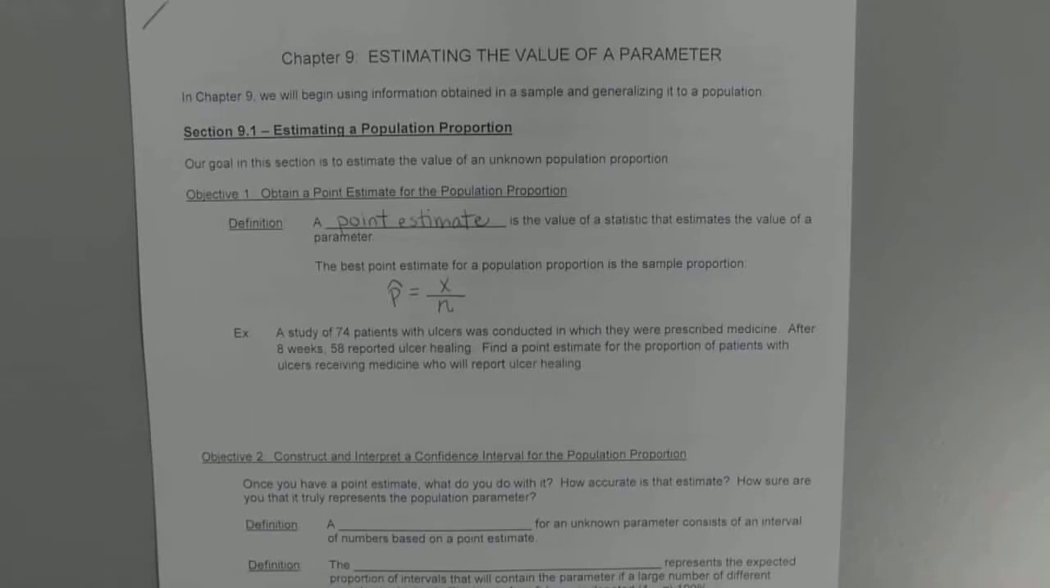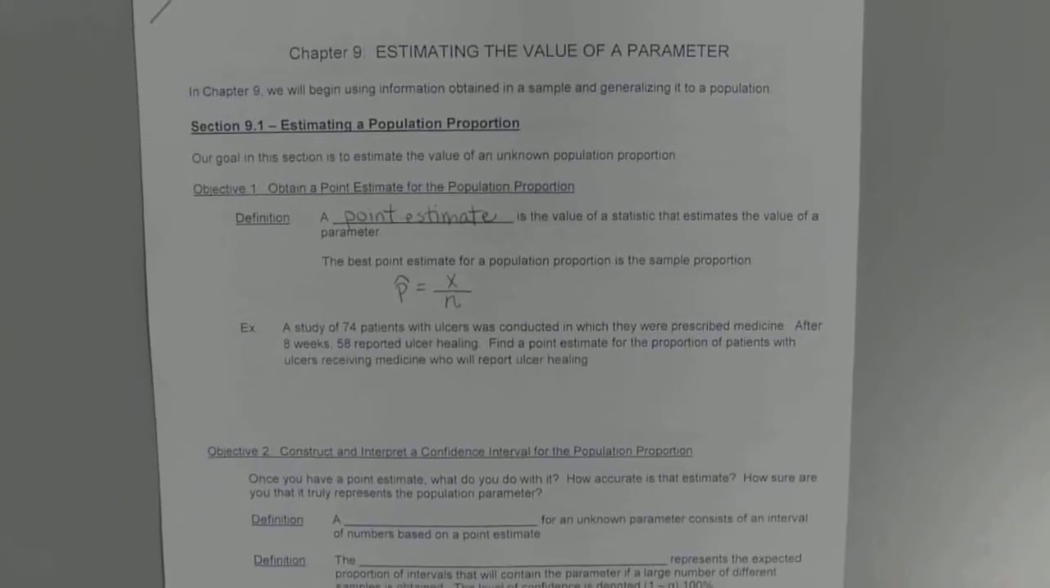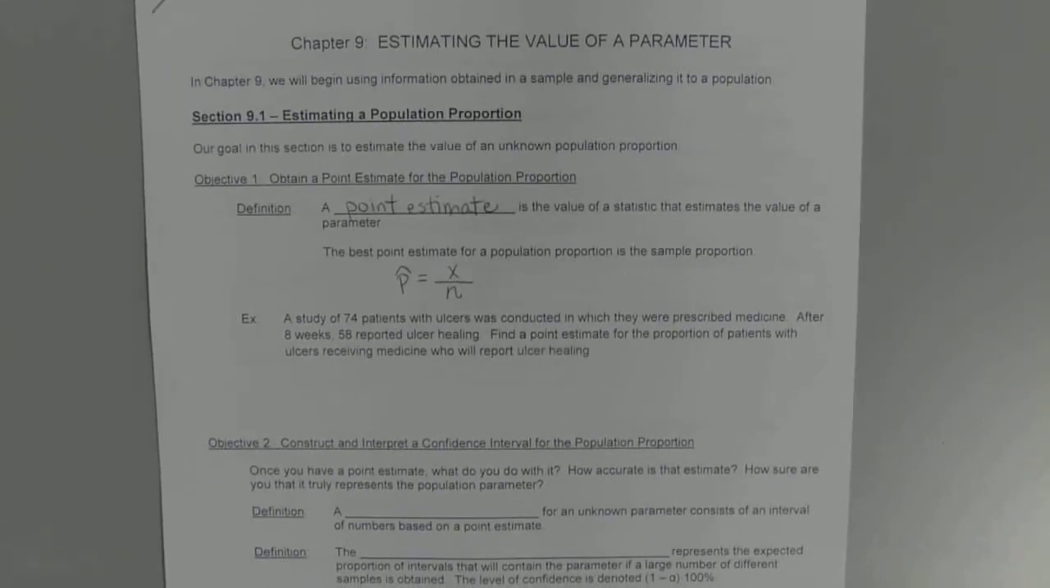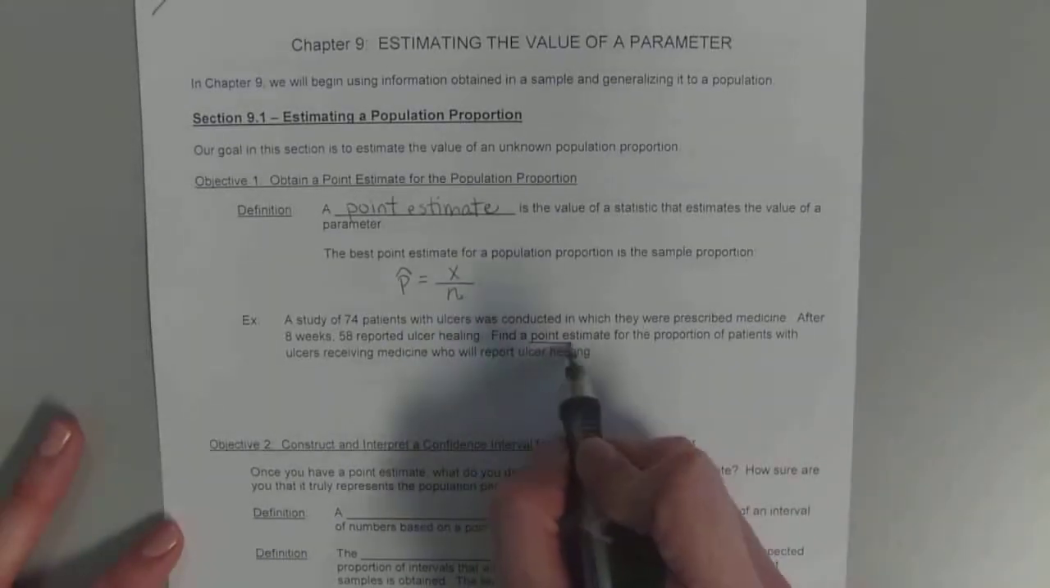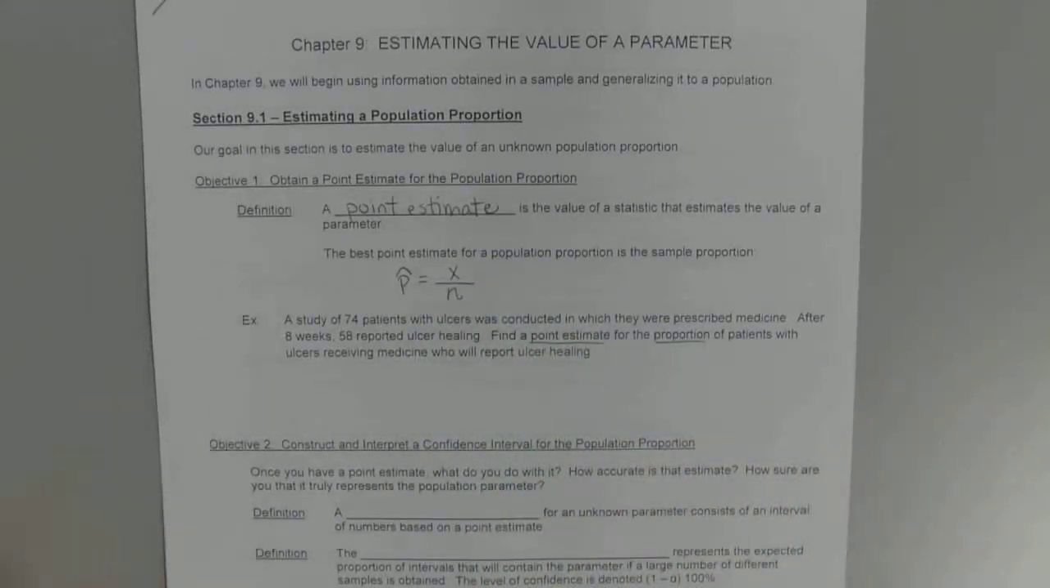So starting in the 9.1 homework, the first couple questions will just be, what's the best point estimate? And you'll just use the p hat value, whether it's given to you or you calculate it using x over n. So let's do this example. It says a study of 74 patients with ulcers was conducted in which they were prescribed medicine. After 8 weeks, 58 reported ulcer healing. Find a point estimate for the proportion of patients with ulcers receiving medicine who reported their ulcers healing.